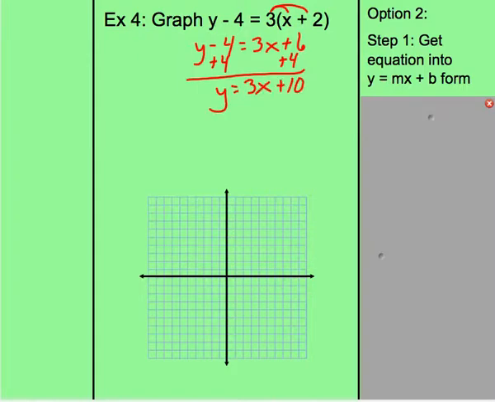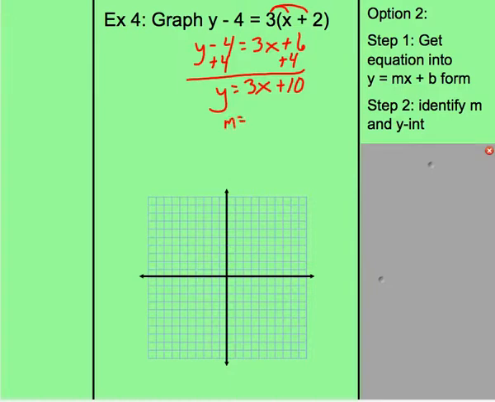Once we have it in slope-intercept form, identify your slope and y-intercept and graph from there. So the slope, remember, is what you're multiplying your x by, and in order to have rise over run, we turn our whole numbers into fractions. And then the y-intercept is your constant.